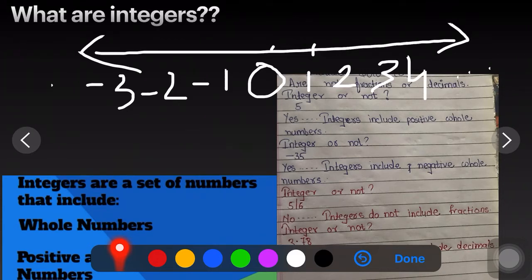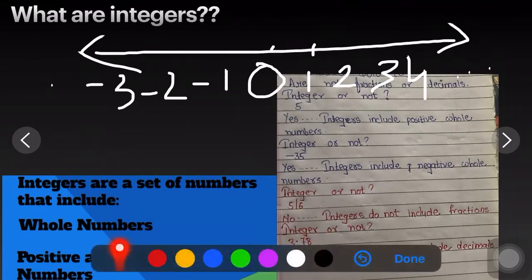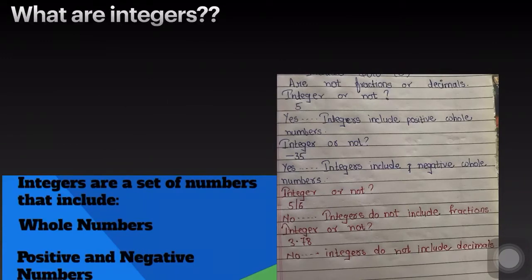As you can see, it is clearly written here that integers will not consist of any kind of fraction or any kind of decimal number. I hope you all understand. Move to next.